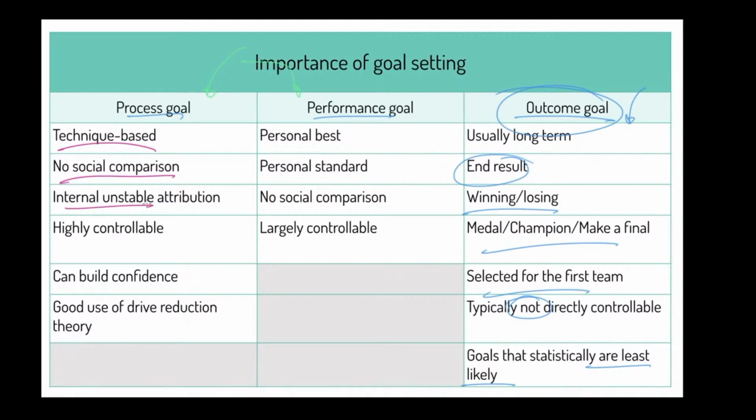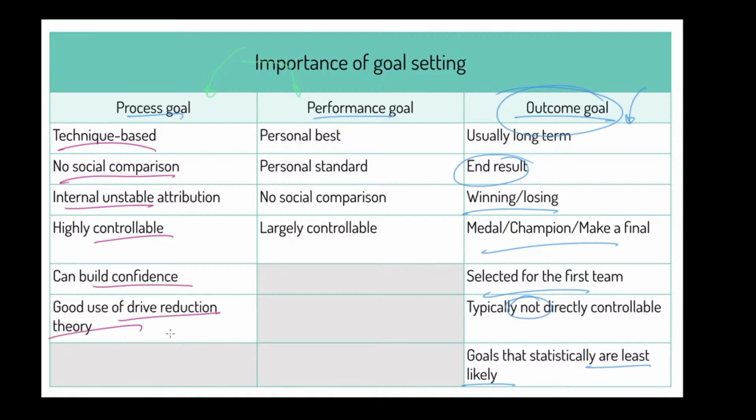Internal and stable attribution means things such as, oh, my first serve percentage wasn't that great today because I didn't throw the ball high enough, or it's too high. That's responsibility of me, the performer. I'm in control of it, and I can change it for the very next performance. Internal and stable attribution leads to that kind of mastery orientation, that confidence of performer. Very controllable, build confidence, and good use of drive reduction theory.